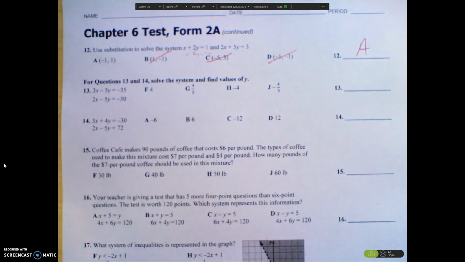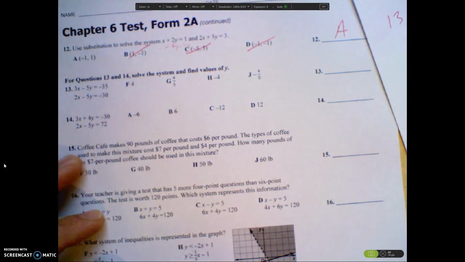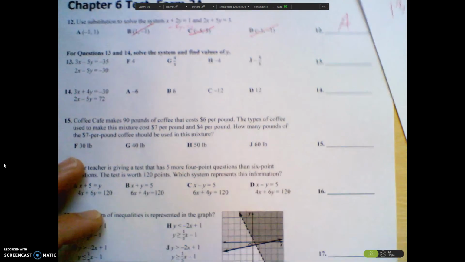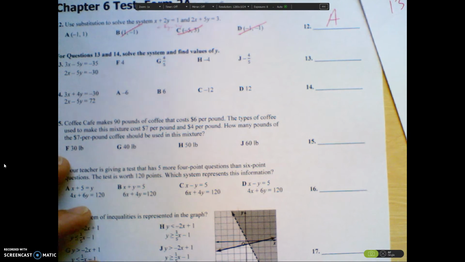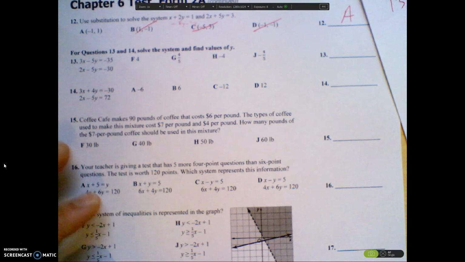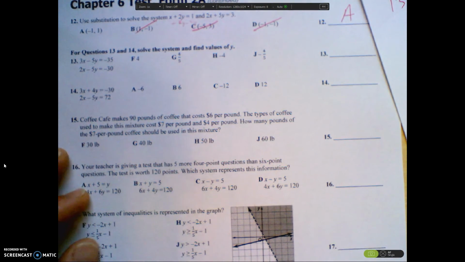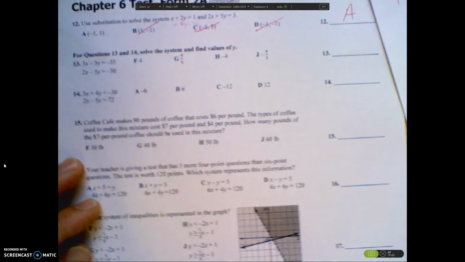All right, I think I have our issue fixed, so let's continue here. We're on question 13 right now. Question 13 says for 13 and 14, solve the system, find the values of y. So we only want the y values, and they're allowing us to do whatever we want to solve them.